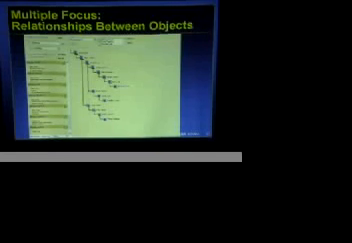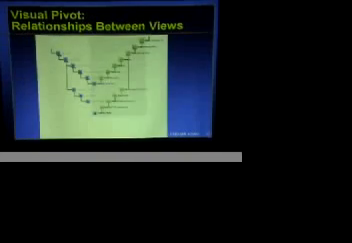Let me quickly point out the key concepts here. Multiple focus, by showing you just the slices in the hierarchy, so you get things close enough together that you can actually see the relationships, and you're just showing the information the user really wants to see.